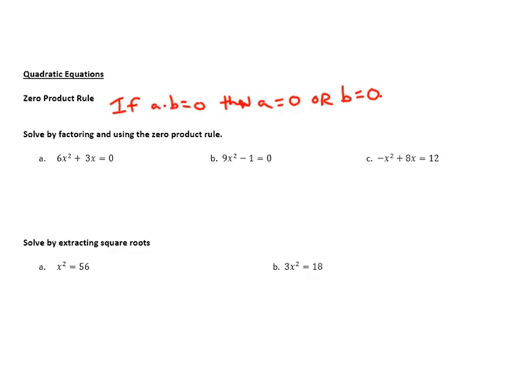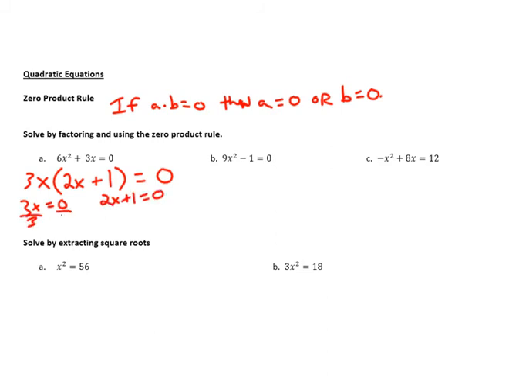When we take a look at what we have here in part A, we've got only 2 things. So I want to start with seeing if there's something in common. I always want to see if there's something in common first. There's a 3x in common. I divide 6x squared by 3x and I get 2x. Divide 3x by 3x, I get a 1. And that's equal to 0. I've got 2 things multiplied equal to 0, a zero product property. So I've got 3x equals 0, and I've got 2x plus 1 equals 0.